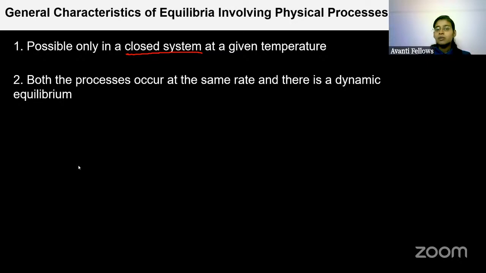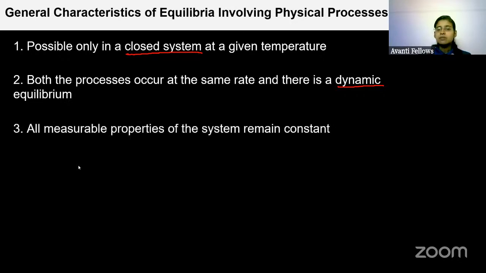What is meant by both the processes? If I am taking solid-liquid equilibrium, then solid and liquid, the forward reaction and the reverse reaction. Both the processes should occur at the same rate and there is a dynamic equilibrium. Dynamic means moving from one thing to the other. So the equilibrium should be dynamic. It is not static. And the third characteristic is that all measurable properties of the system remain constant.